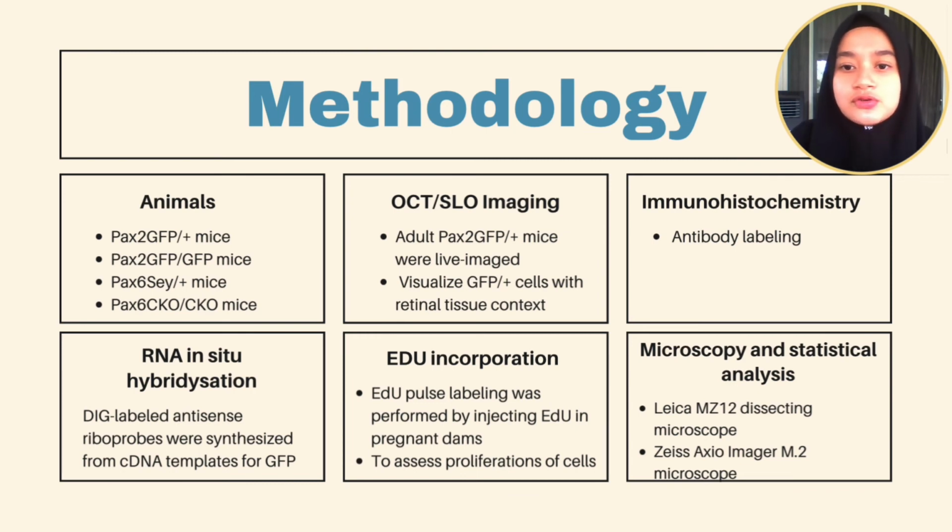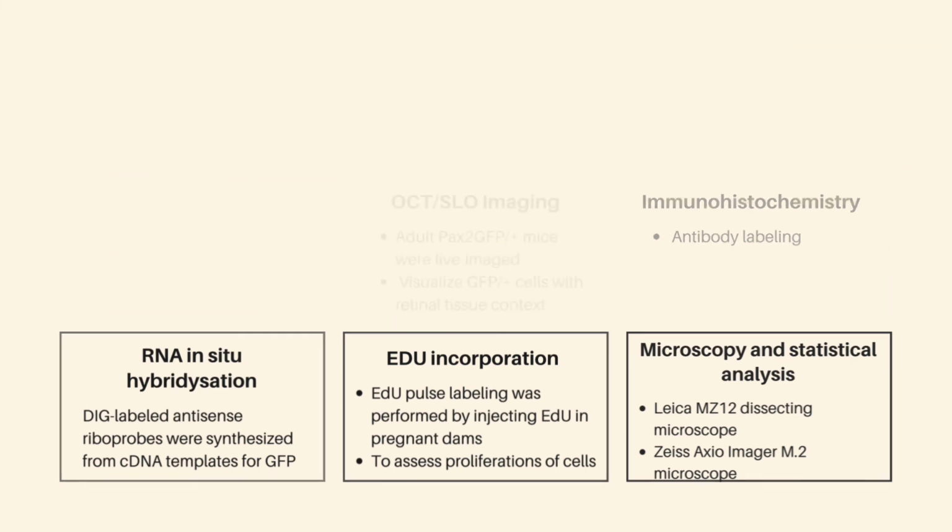The researchers also used immunohistochemistry to conduct antibody labeling. Then there is RNA in situ hybridization, where DIG-labeled antisense riboprobes were synthesized from cDNA templates for GFP. There is also EdU incorporation, where EdU pulse labeling was performed by injecting EdU into pregnant dams in order to assess cell proliferation. The researchers also conducted microscopy and statistical analysis, where some of the microscopes used were the Leica MZ12 dissecting microscope and the Zeiss Axio Imager M2 microscope.